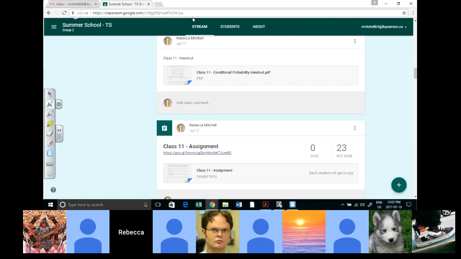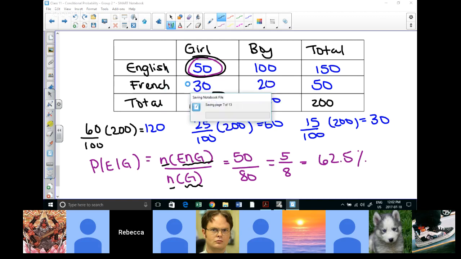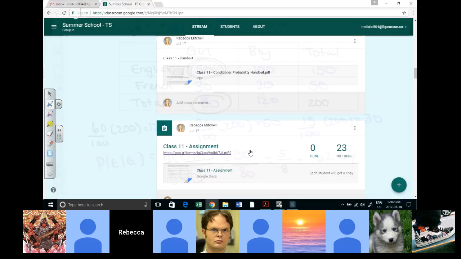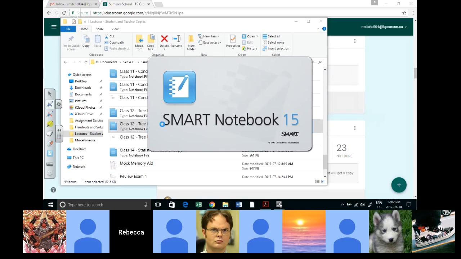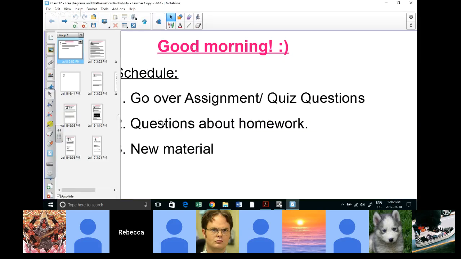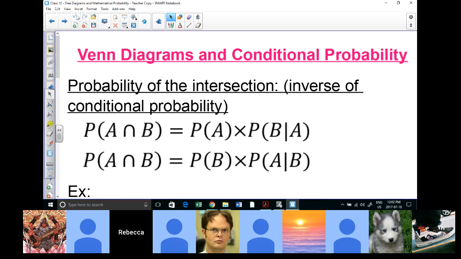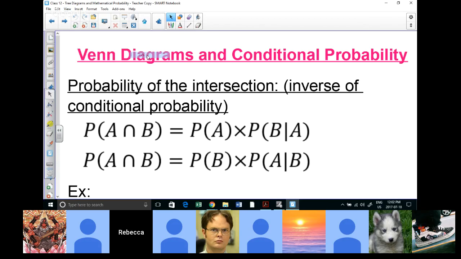So we have to continue, so we have a bit left to cover today. So we are now going to be on class 12 notes. So the first thing we're going to look at is just the reverse of conditional probability.